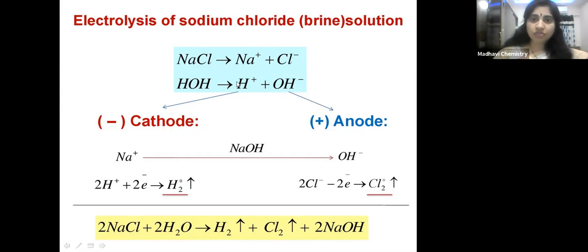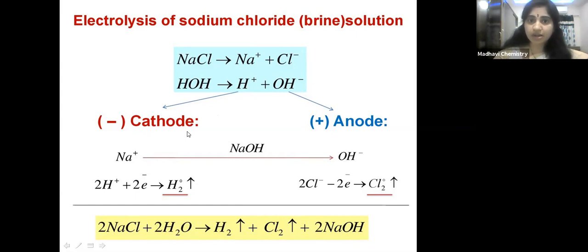So here Na+ is at the cathode side and OH- at the anode side. Na+ and OH- combine and form sodium hydroxide, caustic soda: Na+ plus OH- gives NaOH. Now what is left at the cathode? H+ ions are left, is it not? These two H+ ions gain two electrons from the cathode, because the cathode has negative charge, and convert into hydrogen, H2 molecule. So hydrogen gas liberates at the cathode.